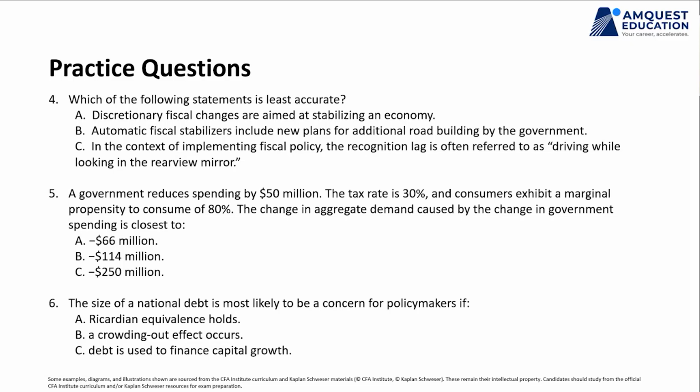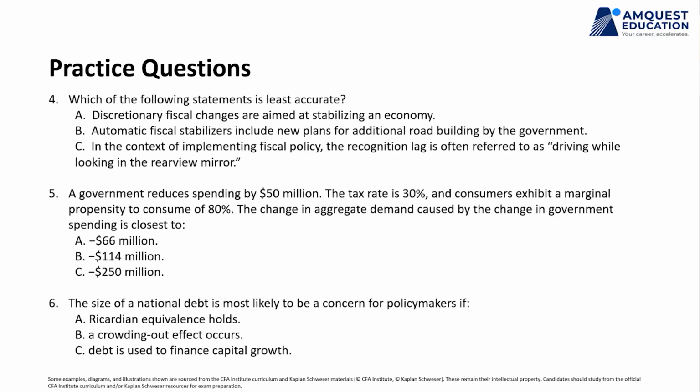Automatic fiscal stabilizers include new plans for additional road building by the government. Okay, that's not an automatic stabilizer. जो उन्होंने किया. Okay, potentially. A government reduced spending by 50 million euro. MPC is 80%. याद रख, what is the amount of spending? What is the change in aggregate demand? Spending has fallen by 50 million. For the maths or not? So 50 million, MPC is 80%, correct?